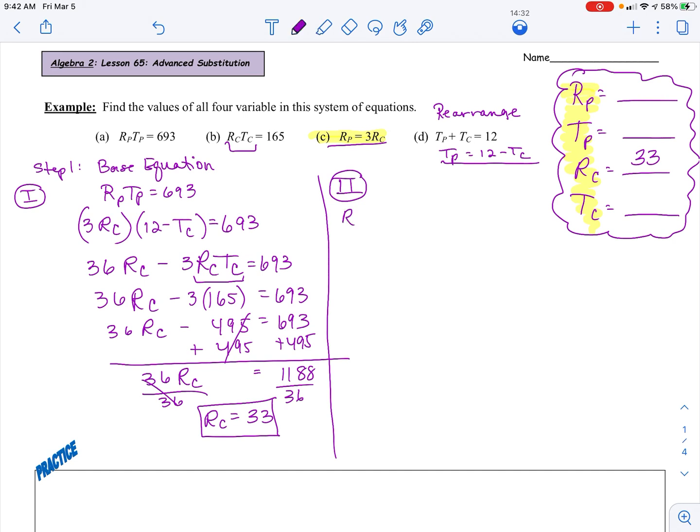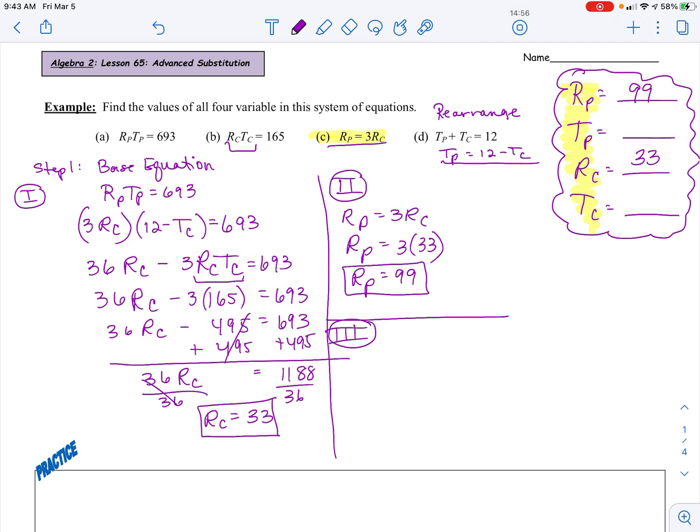So let's write that down. You're going to have RP equals 3RC. And we're going to substitute in. Now we're going to solve for RP by multiplying 33 by 3. And RP is equal to 99. So RP is 99. Let's go fill that in up to the right. Third one, Roman numeral number 3 right here.